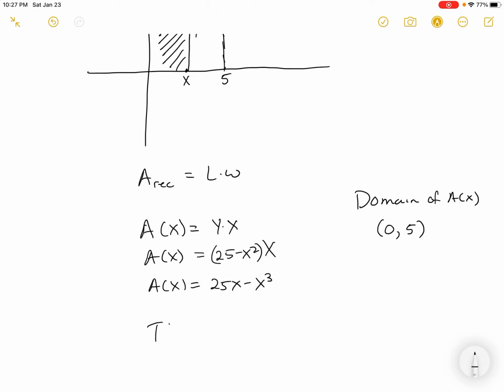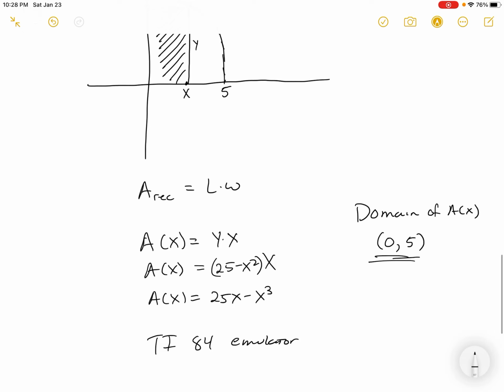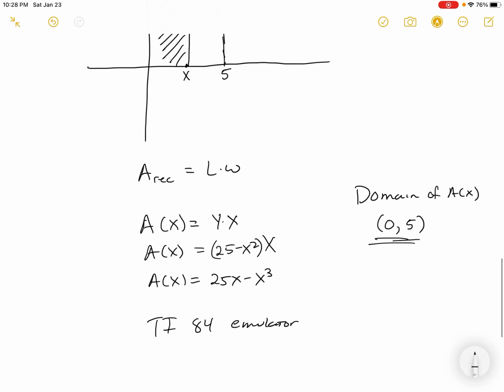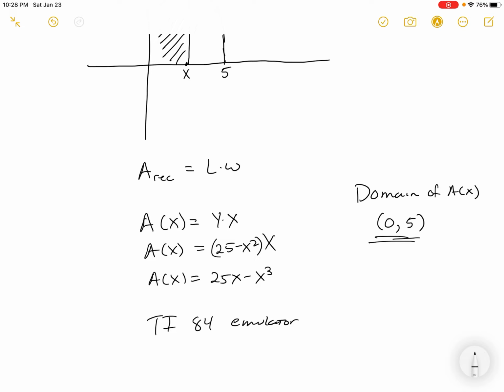Just type in TI-84 emulator and you'll find one, and just type in this function and it will graph it, and you'll be able to trace and find out where it has its highest value. Make sure you're on the domain of 0 to 5 though. It's not quite right in the middle. It's like at 2.83 or something like that for this problem. And then they want you to plug it in to know what that maximum area is.